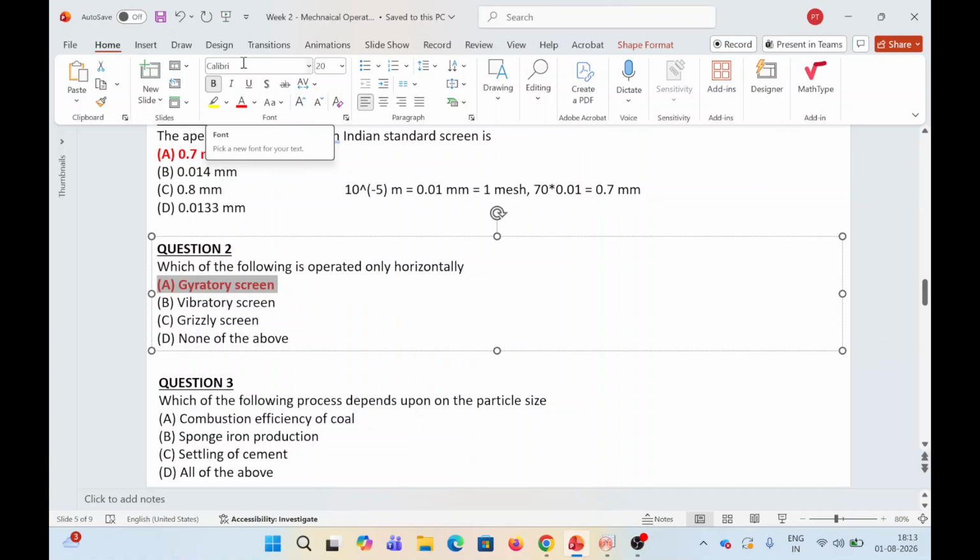Which of the following processes depends on particle size? Combustion efficiency of a coal, sponge iron production, settling of cements, all of the above. All of the above, okay. Any other answers from anyone else?